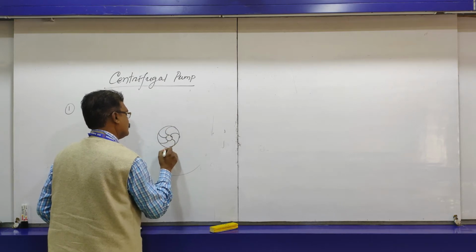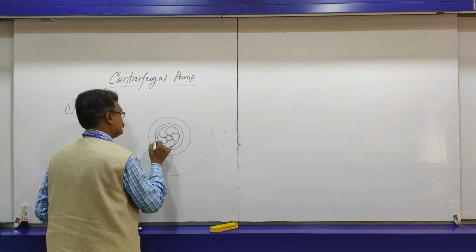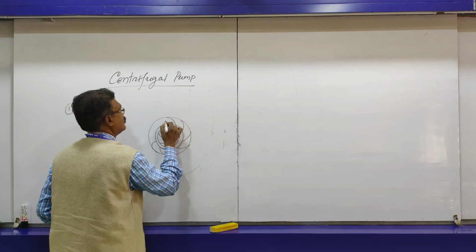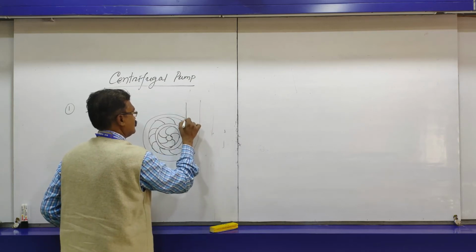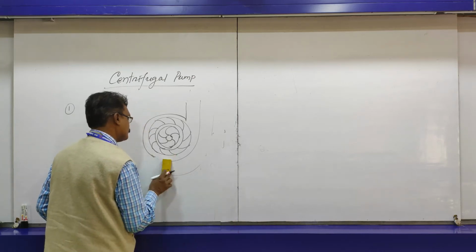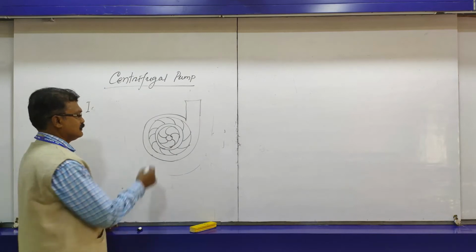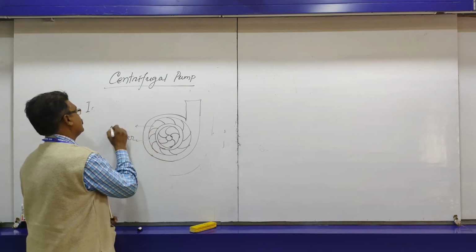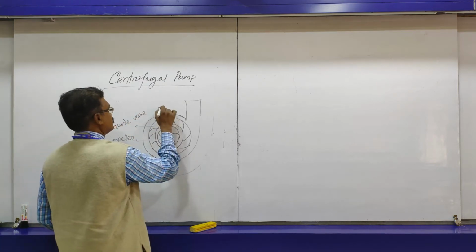This is the impeller. This is the guide vane, and this is the casing.